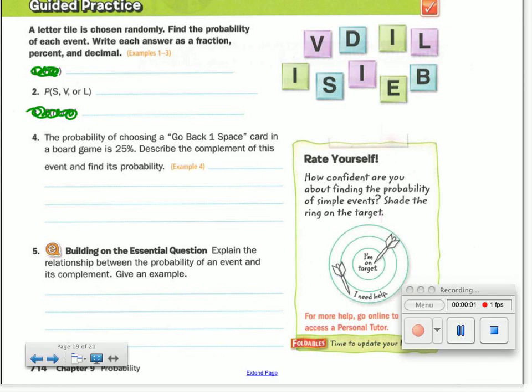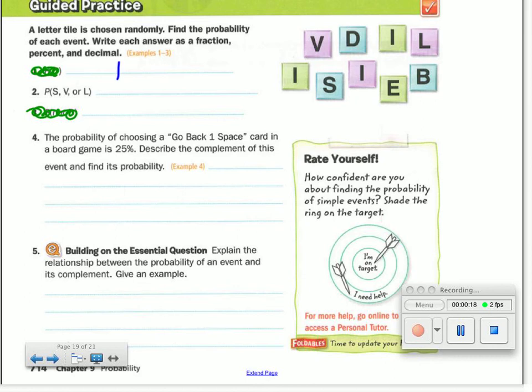All right, so again, for number 2 that we're going to try, it says a letter tile is chosen randomly. Find the probability of each event. Write each answer as a fraction, percent, and decimal. So today, part of your assignment will be this. You will need to write what it is that you want to have happen.